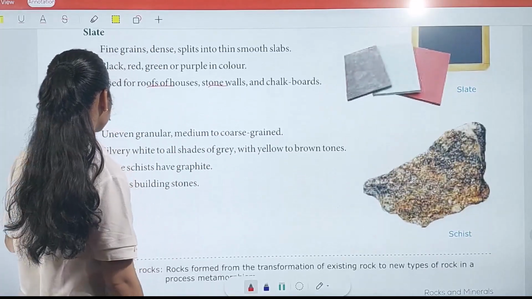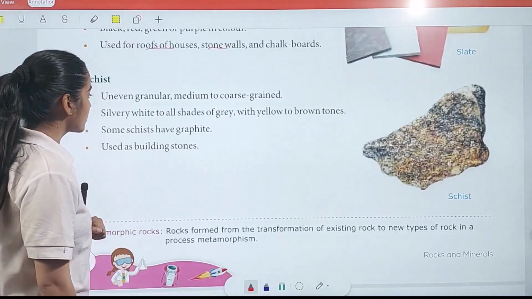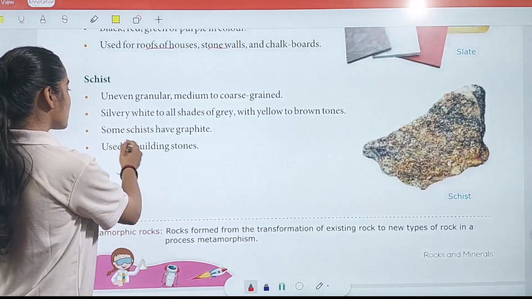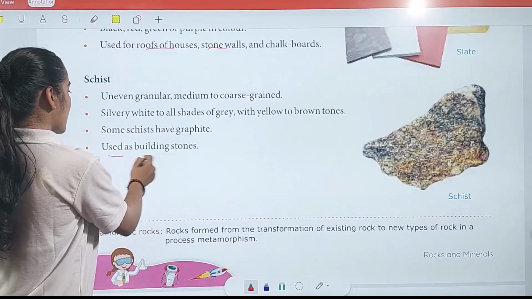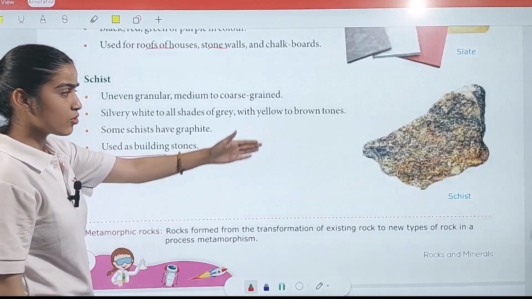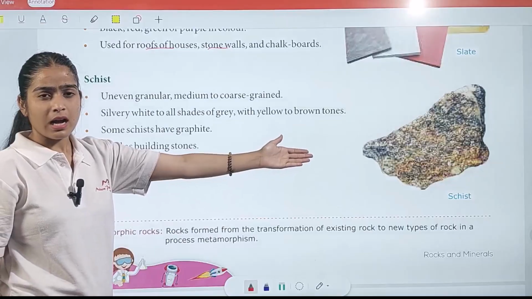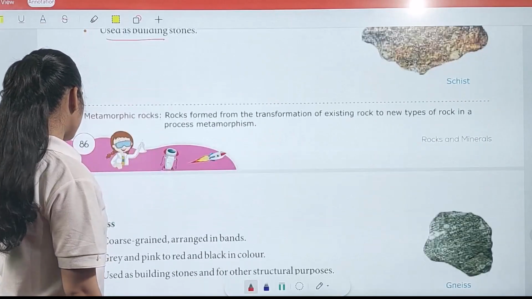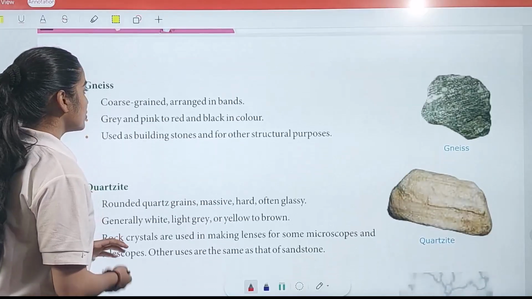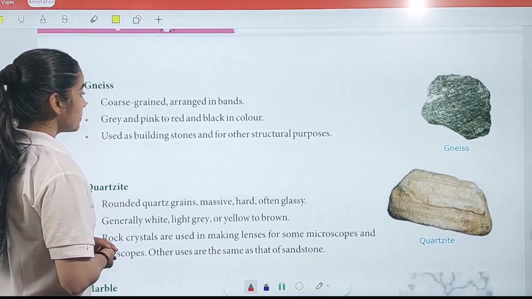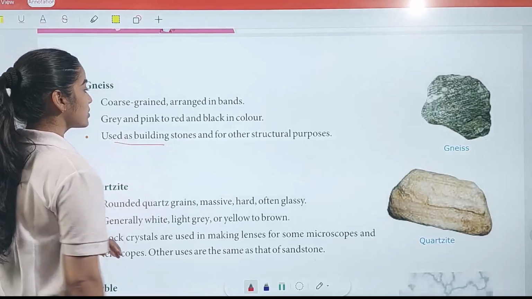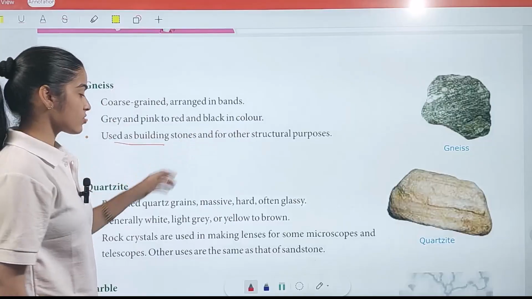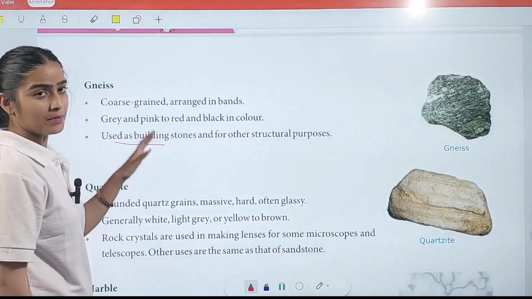Next, we have schist. Uneven granules, medium to coarse grain, silvery white to all shades of gray with yellow to brown stains. Some schists have graphite, used as building stones. So these are the shades. You generally see this kind of rock inside your fish pond, right? Next, we have gneiss. Coarse grain arranged in bands, gray and pink to red and black in color, used as building stones and for other structural purposes. So we generally use gneiss for structural purposes, and it is present in gray and pink color.